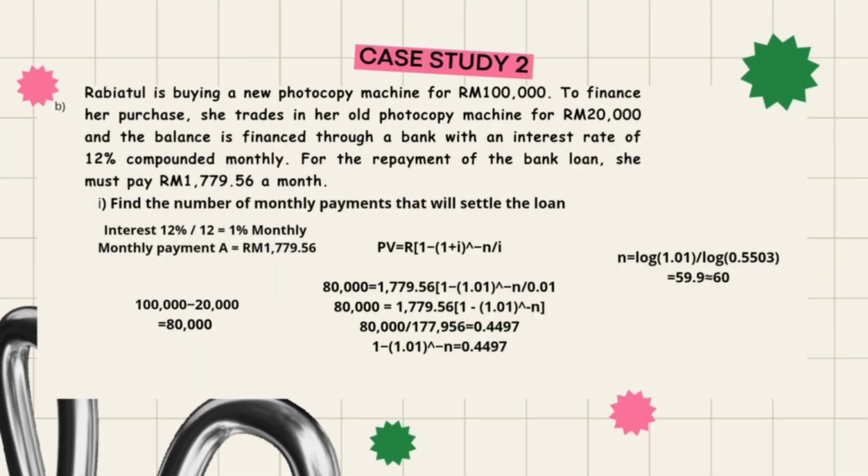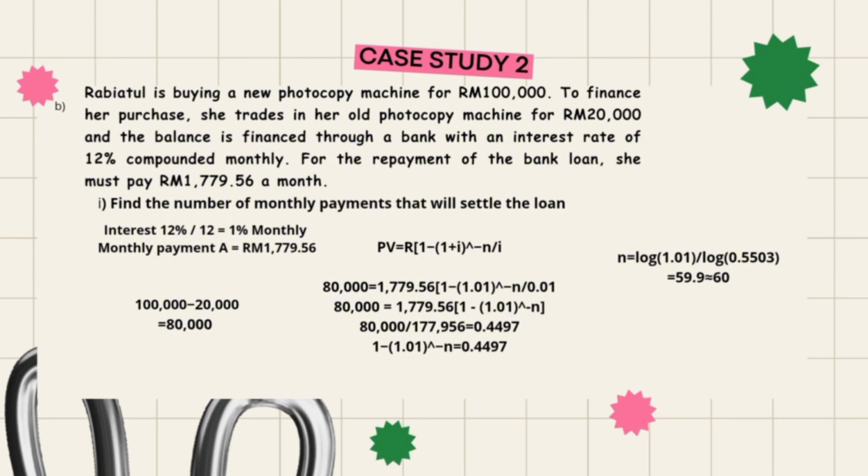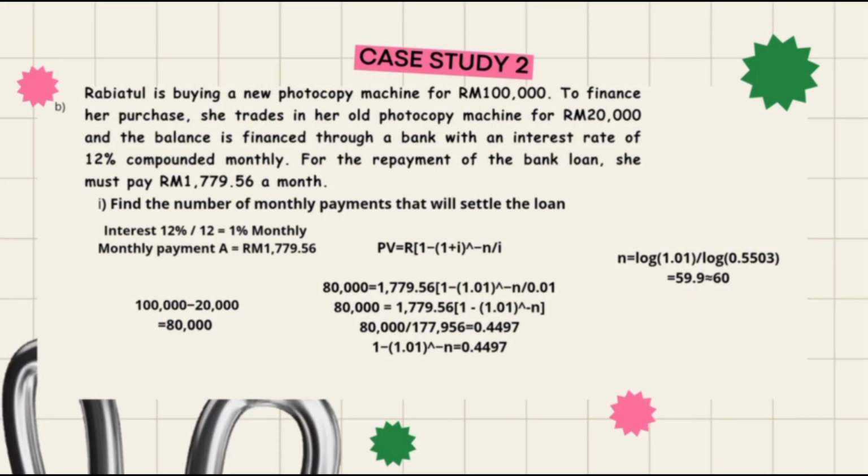She is buying a new photocopy machine for 100,000 ringgit to finance her purchase. She trades in her old photocopy machine for 20,000 ringgit, and the balance is financed through a bank with an interest rate of 12%. The repayment of the bank loan is 1,779 ringgit 56 cents a month. Find the number of monthly payments that will settle the loan. So the question already gave interest 12% and monthly payment. So the first step is 100,000 minus 20,000. So we got 80,000 ringgit.